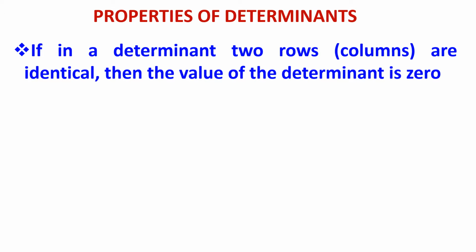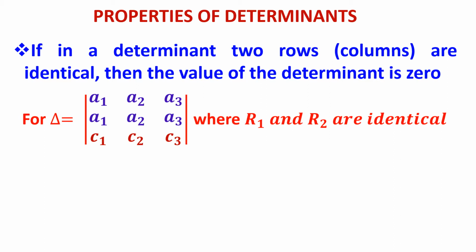If in a determinant, two rows or two columns are identical. What is the meaning of identical? The elements are the same. Therefore, I am checking one determinant where R1 and R2 are identical: A1, A2, A3, A1, A2, A3. But the third one is C1, C2, C3. Here, the value will be 0.